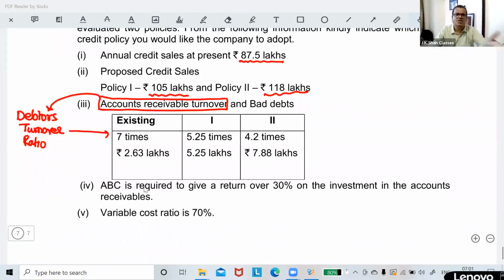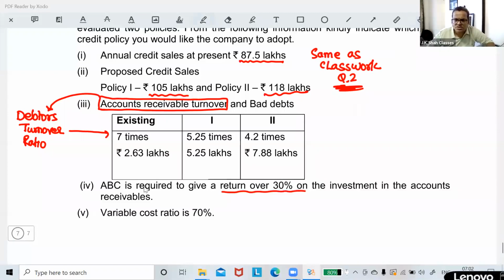So I think this question is absolutely the same as the last one. ABC Limited is required to give a return over 30%. So what is this? COCT. And the variable cost ratio is how much? 70%. Okay, so suppose you can manage that.